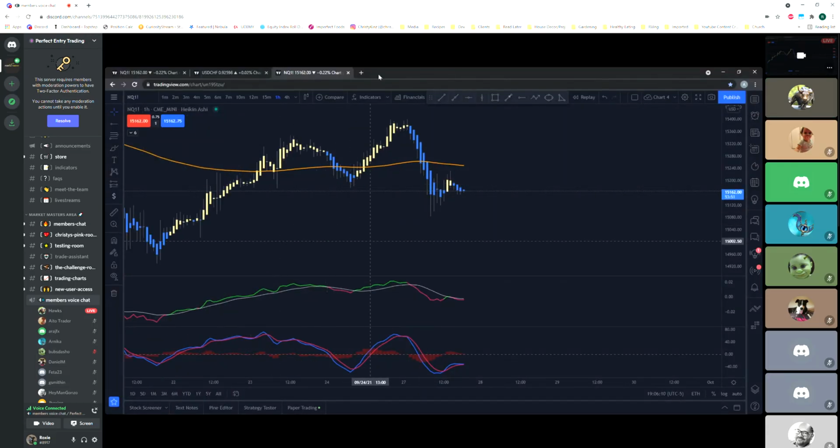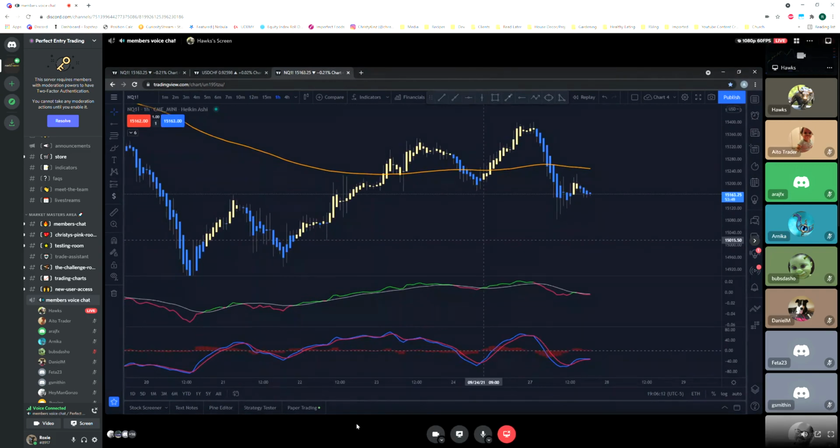Divergence on the TSI or the histogram? What was the question? Can you spot divergence on the TSI or the histogram? I strictly use the TSI, the bands. I don't use a histogram.